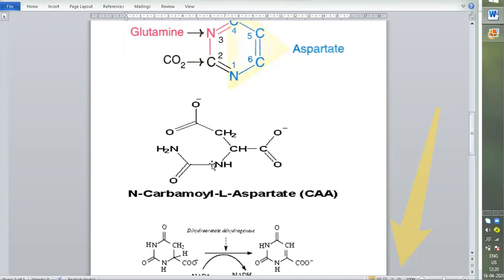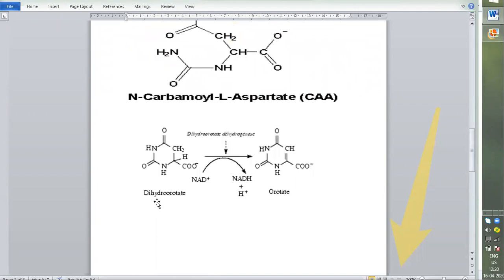From here to here is obtained from the aspartate. Aspartate has 4 carbons, 1, 2, 3 and 4, and 1 nitrogen. But in the pyrimidine ring only 3 carbons are involved, and the other carbon is present in the form of a carboxyl group. In later stages this will be removed in the form of carbon dioxide, and one nitrogen is also available in the aspartate. So this is carbamoyl aspartate.